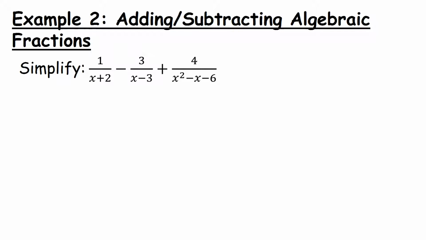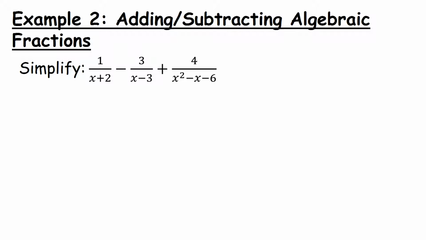So this next example, we're going to look at adding and subtracting algebraic fractions. A similar method is used for both. In this example, we have both adding and subtracting. So we're going to use a common denominator. In order to add or subtract any fractions, you need to have a common denominator. The first thing we're going to do is look at the denominators that we have. So we have an x plus 2, we have an x minus 3, and here we have a quadratic.